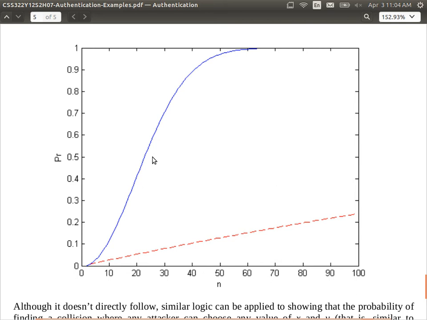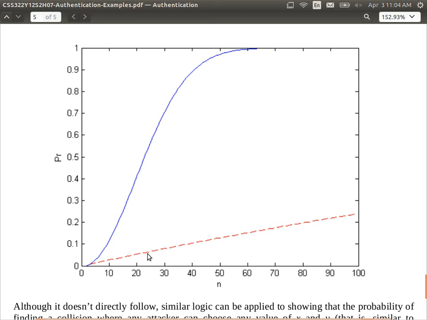And last lecture, we talked about weak collision resistance and strong collision resistance. Weak collision resistance was that given some message, it's hard to find some other message that produces the same hash value. Strong collision resistance is the attacker is allowed to choose any pair of messages to find a collision. If you're given some message, given some birthday, finding the probability of finding a collision is quite low, the red line, for the same group size.